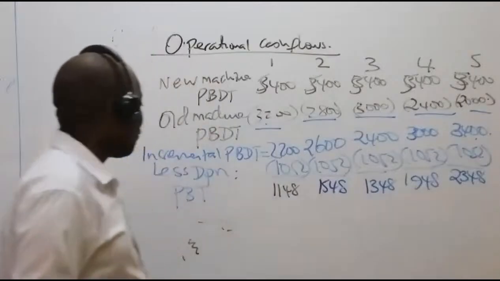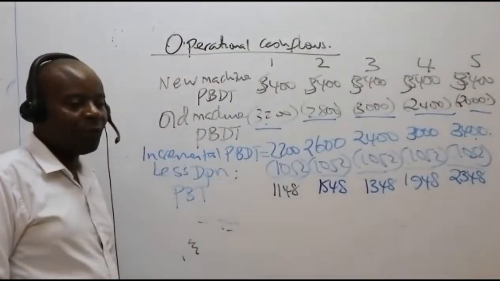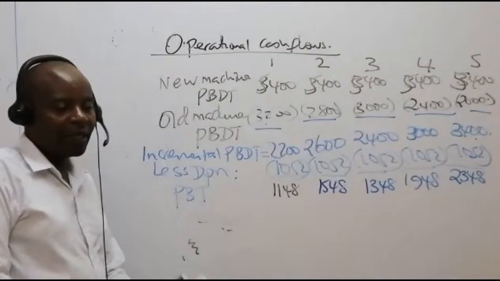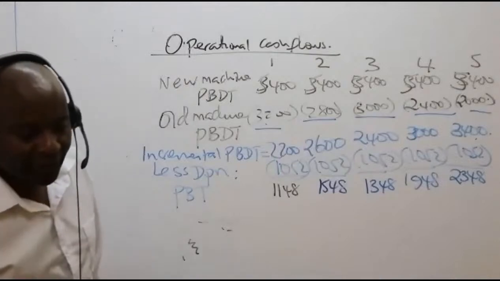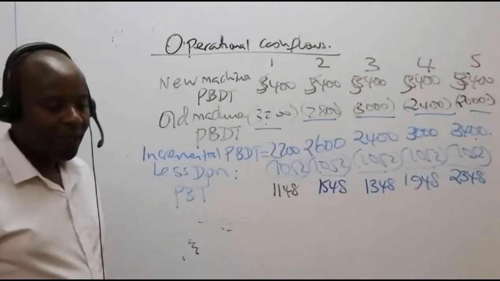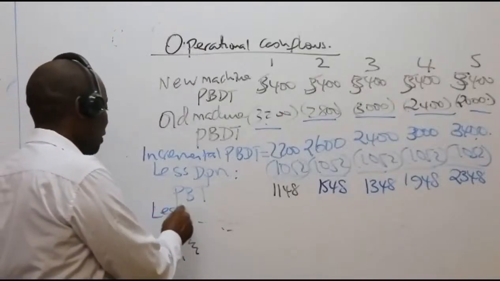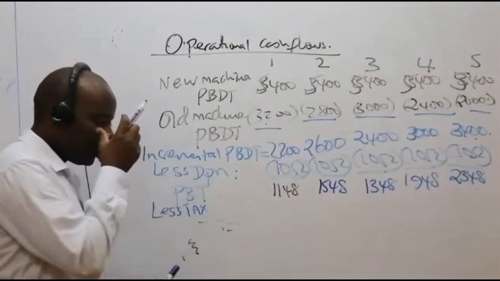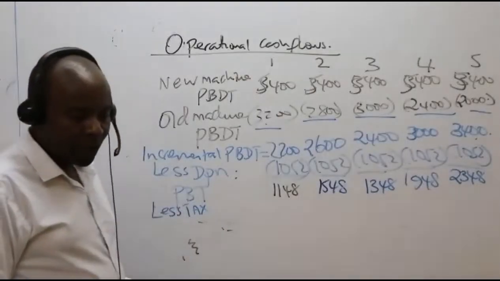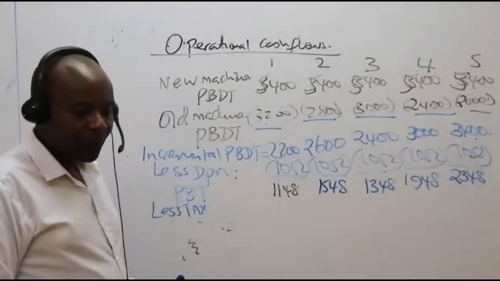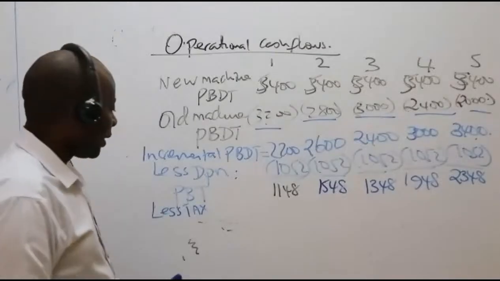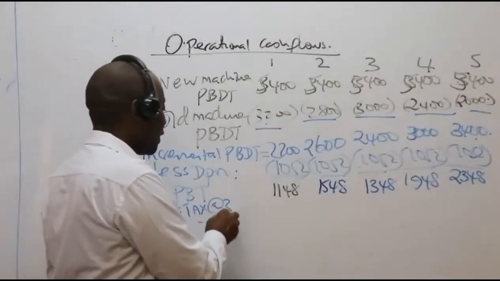So having gotten profit before tax, now we have adjusted for depreciation. The next thing, what will it be, somebody? We less tax. Thank you very much. So we less taxation. They have given us the rate of 30%.